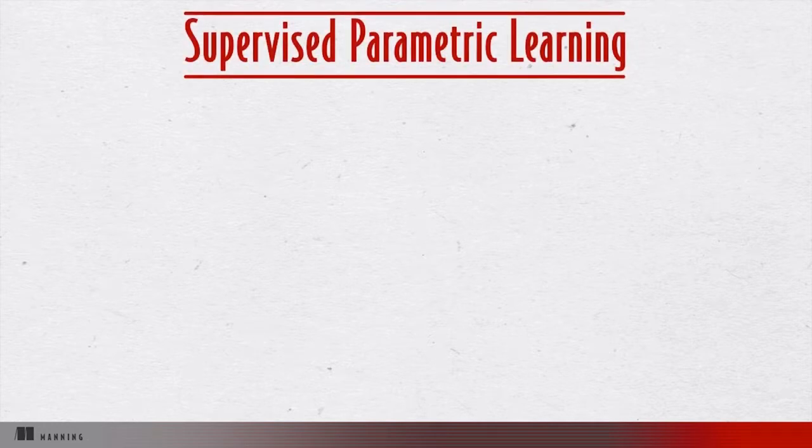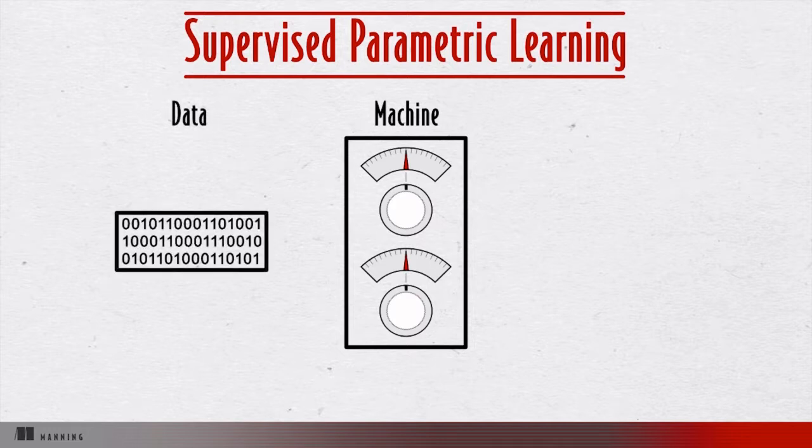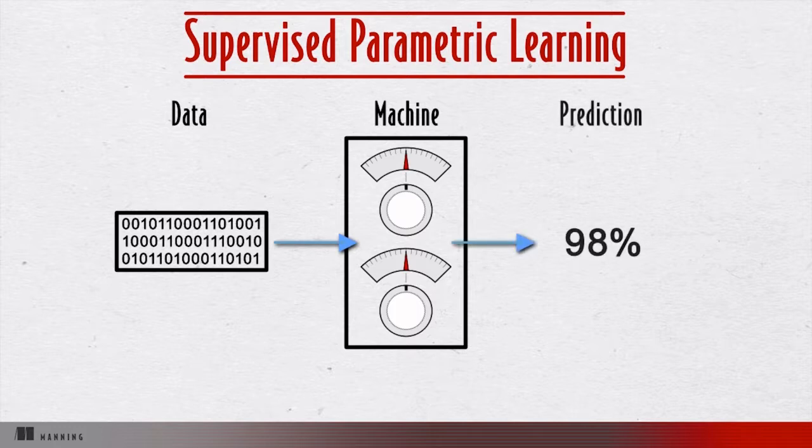Parametric learning is basically trial and error learning using knobs. Supervised parametric learning machines are machines with a fixed number of knobs. That's the parametric part. And learning occurs by turning the knobs. Input data comes in, is processed based on the angle of the knobs, and is transformed into a prediction. Learning is accomplished by turning the knobs to different angles.